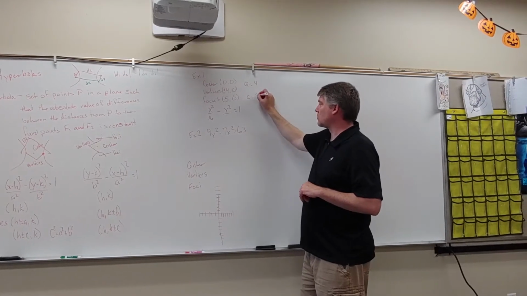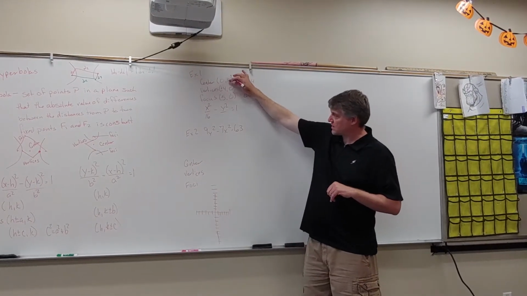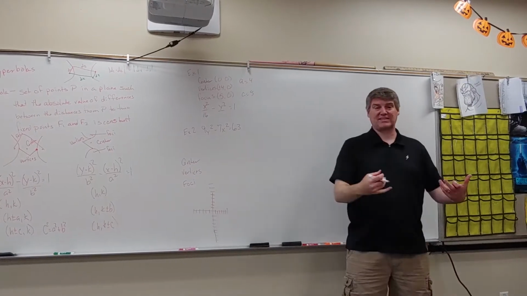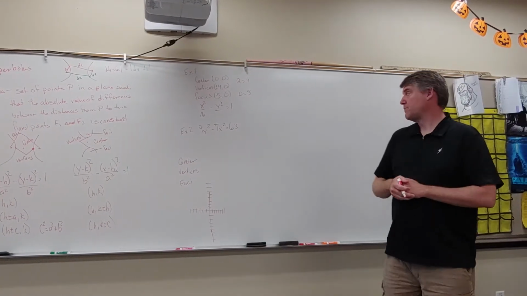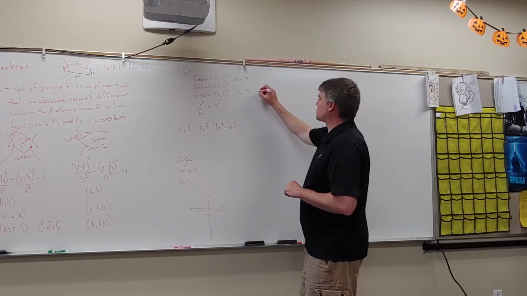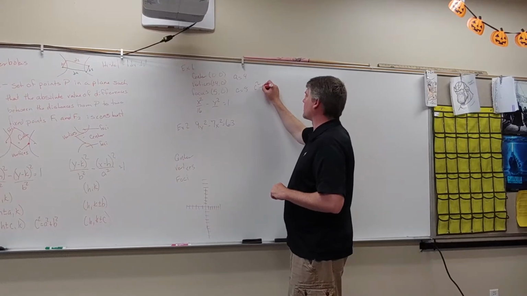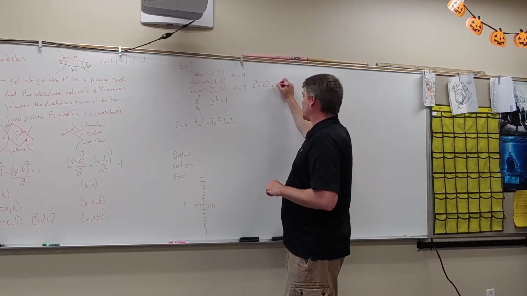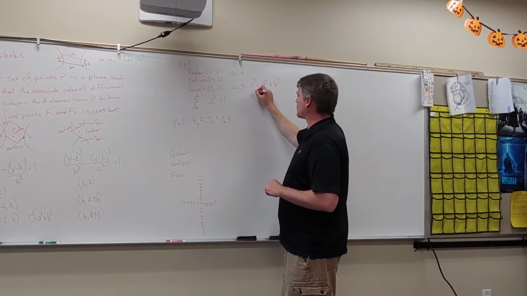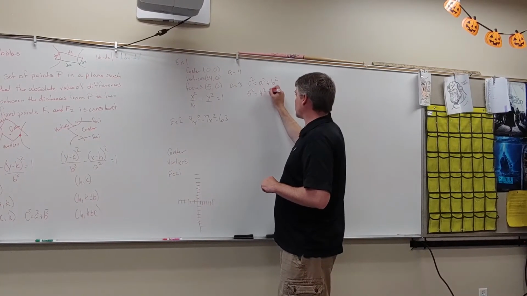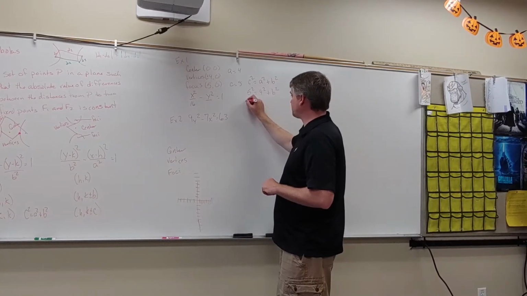Now c equals 5 because I'm looking at the distance from my center to my focus. That's c. So c equals 5. So remember, c squared equals a squared plus b squared. So I'm going to go 5 squared equals 4 squared plus b squared.